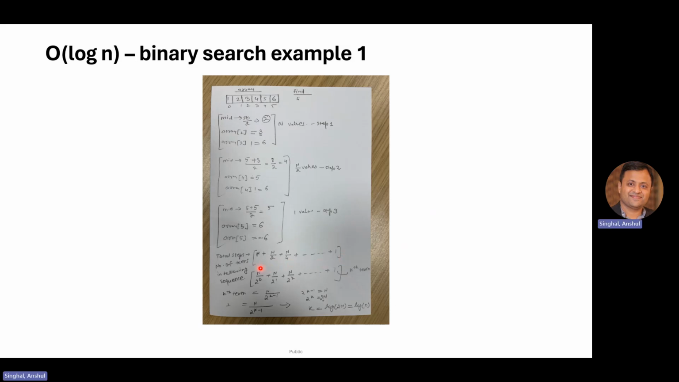Now if I want to evaluate or generalize how much the time complexity of binary search will be for an input size of n, what I have to calculate is how many steps I am doing. Initially there were n numbers, then it was n by 2, then n by 4, and eventually just 1.